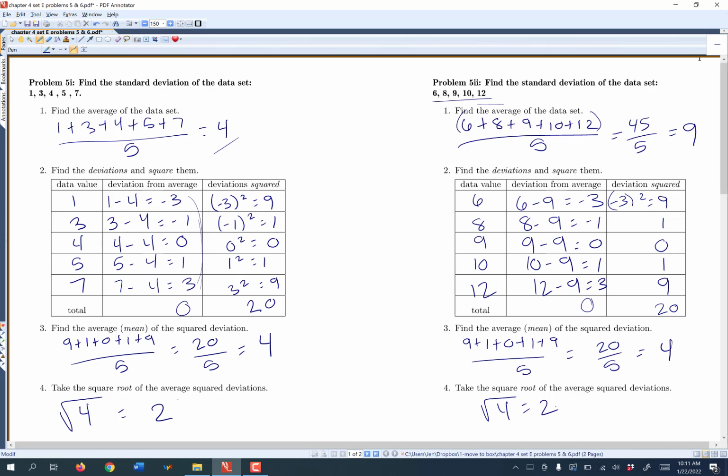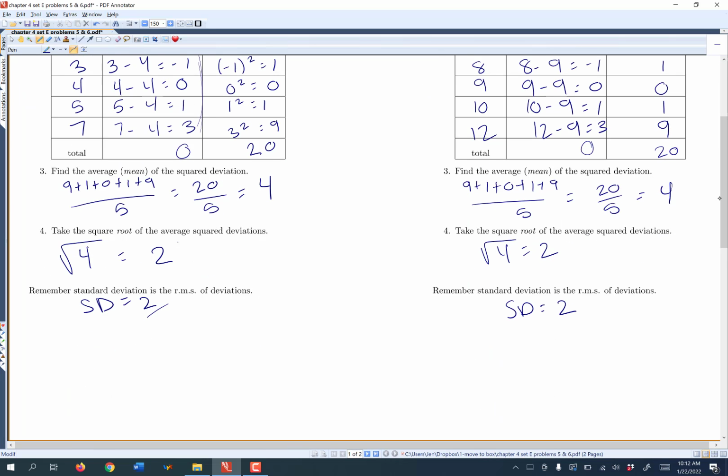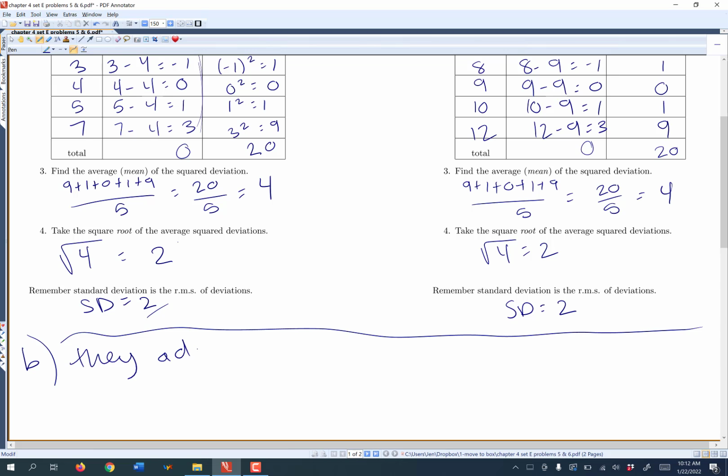So let's come back and look at part B, which said look at these two lists. How are they similar? How are they related? Notice 1 and 6, 3 and 8, 4 and 9. It looks like for every value they just added 5. So 1 plus 5 is 6, and 3 plus 5 is 8. 4 plus 5 is 9. 5 plus 5 is 10. 7 plus 5 is 12. So for part B, what did they do? What's the relationship? They added 5 to each value.